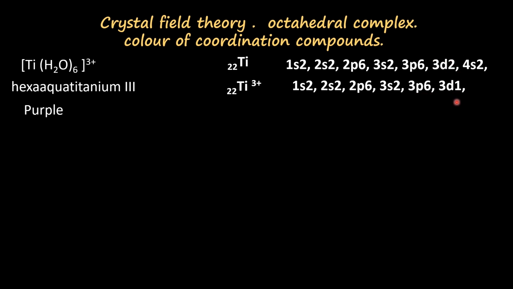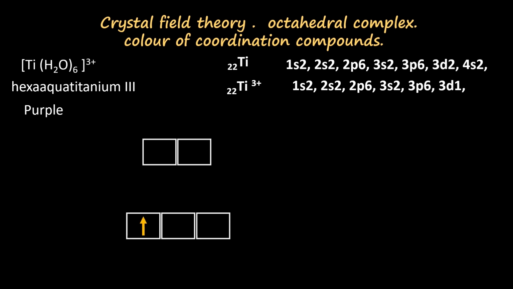Atomic number does not change because atomic number is the number of protons. There is no change in protons, only change in electrons. The ligands are linked to the titanium ion and therefore there is crystal field splitting. Let us see the pattern of crystal field splitting and electron distribution. The energy increases from the t2g orbitals to the eg orbitals. The single electron in 3d is in the lower energy t2g level.